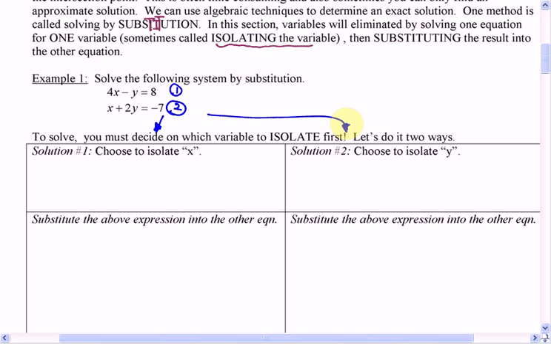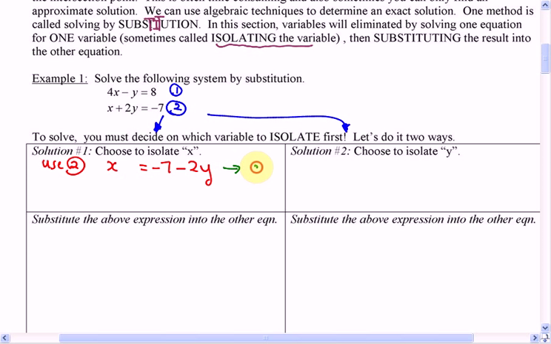So taking a look at the column on the left, what we want to do is choose to isolate x first. And if I ask you to choose to isolate x, which equation do you think is the best one for me to use to isolate x? And if you said, let's use equation number 2, I'd agree. Because equation number 2 already has x by itself without a number in front. So what I have now is x equals negative 7 minus 2y, right? Take the positive 2y, bring it to the left side, make it negative 2y.